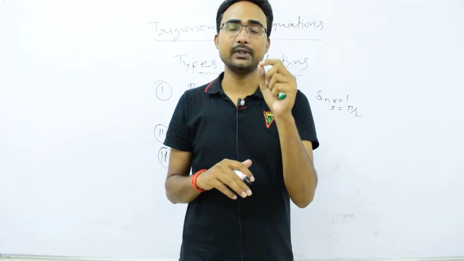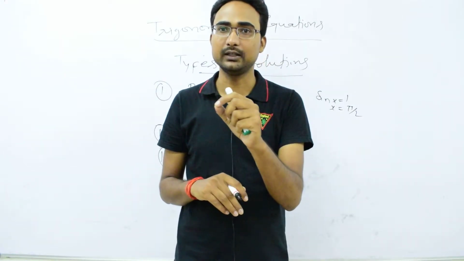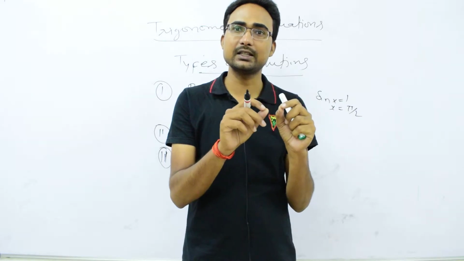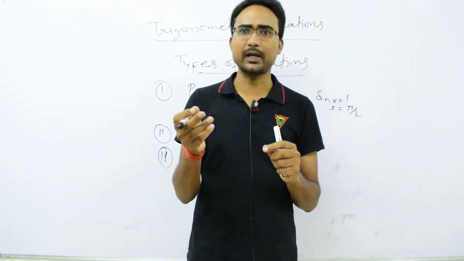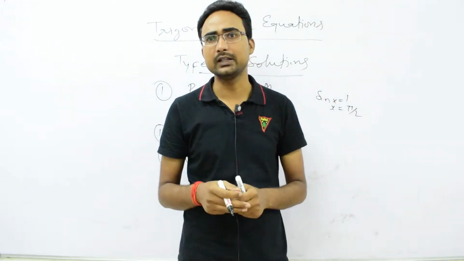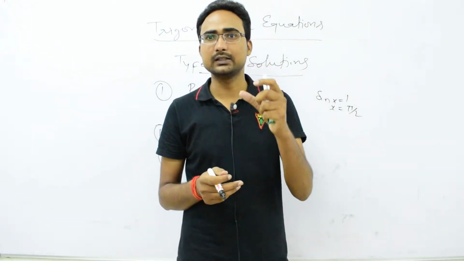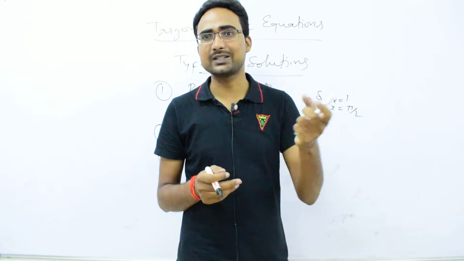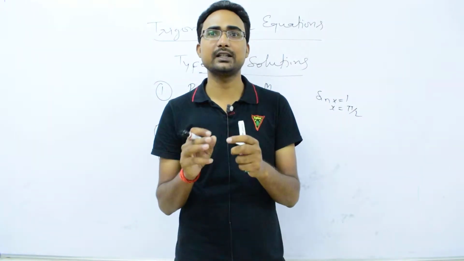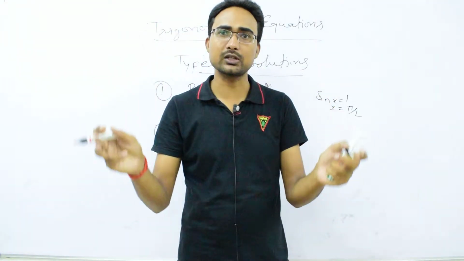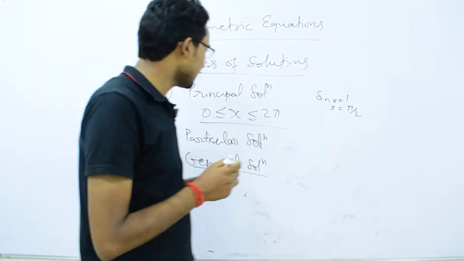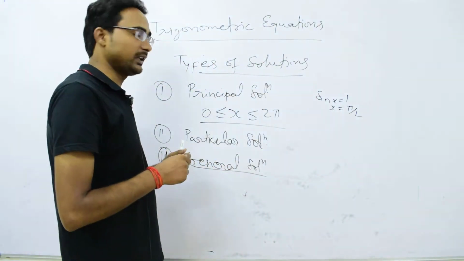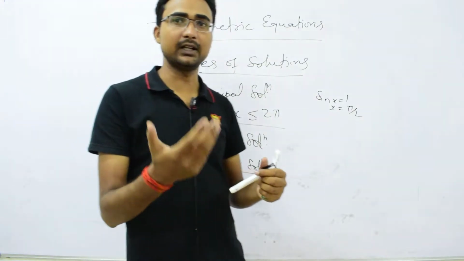Like if I write x is equal to n pi, where n is an integer, that means you can take 0, plus or minus pi, or plus or minus 2 pi. For all these angles the given trigonometric equation will be satisfied. So we can say that the set of all possible particular solutions is known as the general solution.